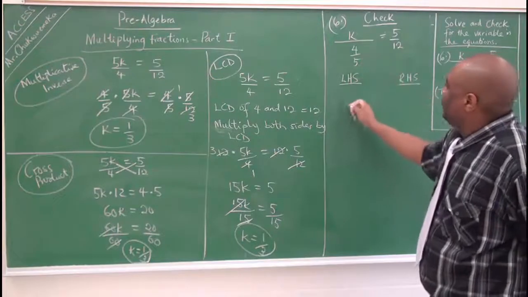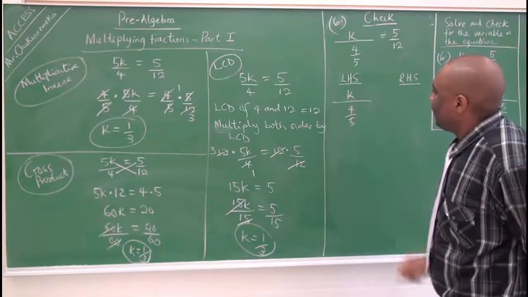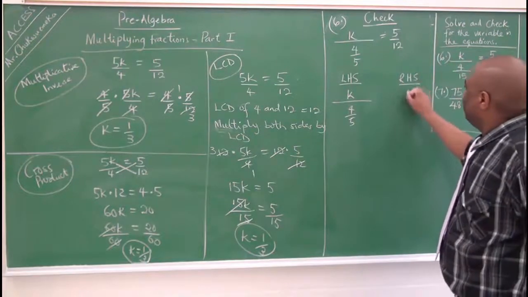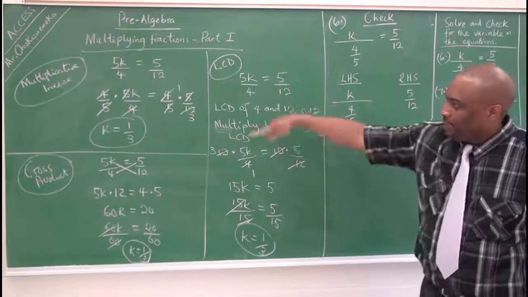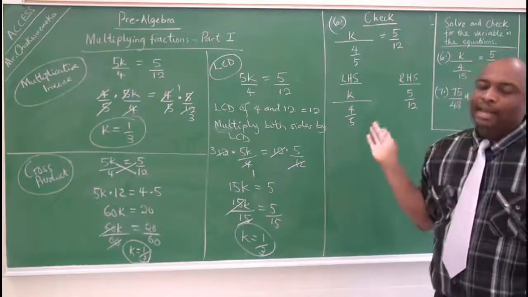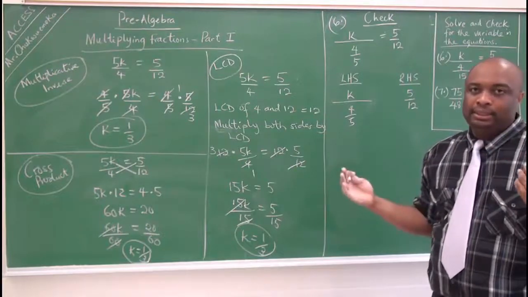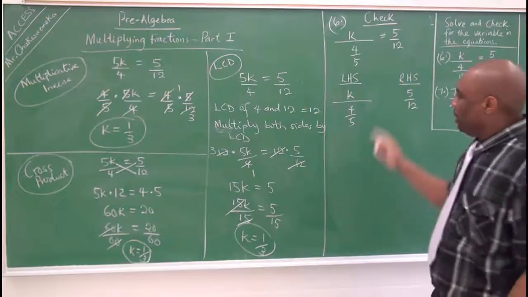So what is the left-hand side here? K over 4 over 5. What is the right-hand side? 5 over 12. Now, what did we get as our K? 1 over 3. And one good thing is this, you can use any method you prefer, you understand. So, K, we got 1 over 3.